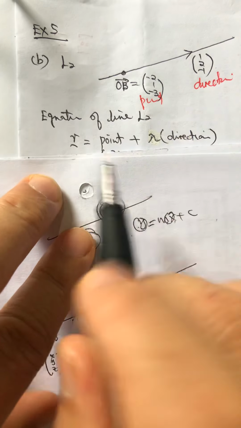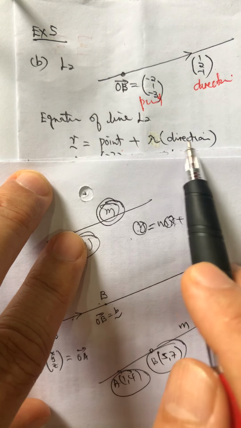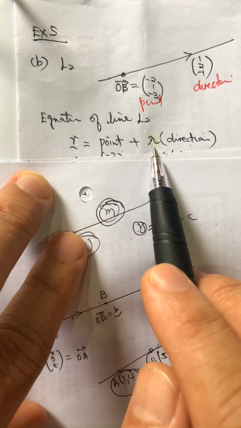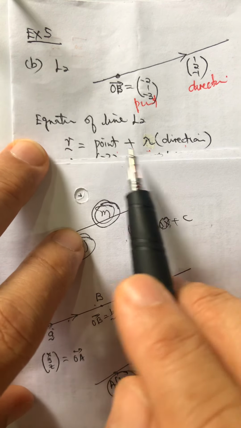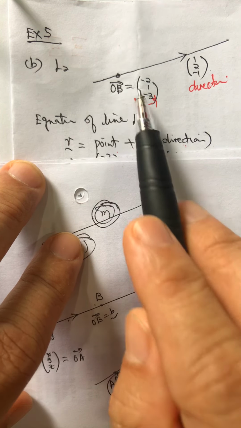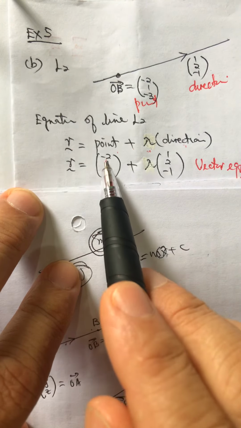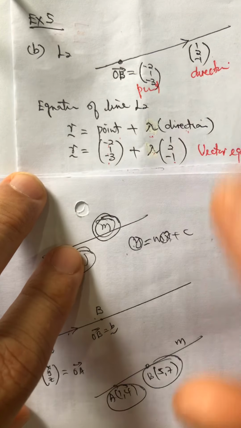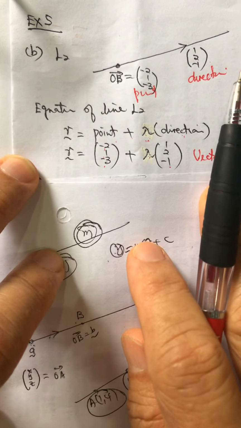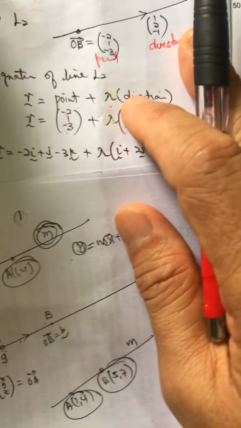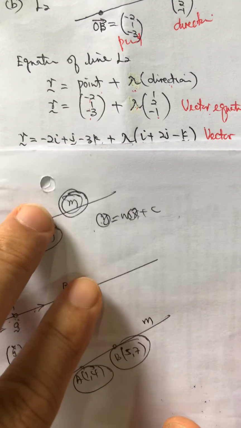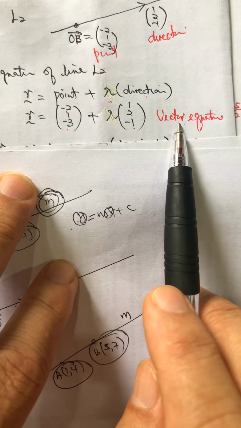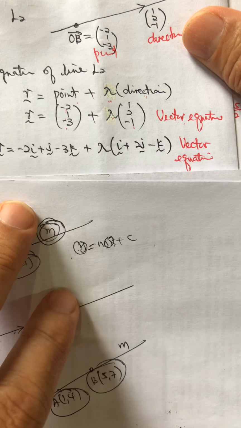What you have to do is r equals the point plus lambda times the direction. Of course, for this variable you can pick lambda, t or k, it's up to you. So it's a point plus direction. The point you just substitute negative 2, 1, negative 3, and then the direction is this one. Here I put lambda. So this is called a vector equation.